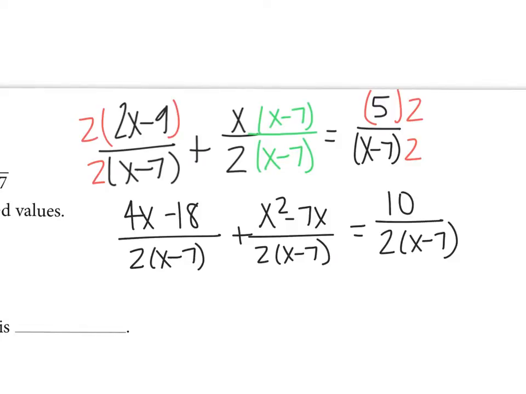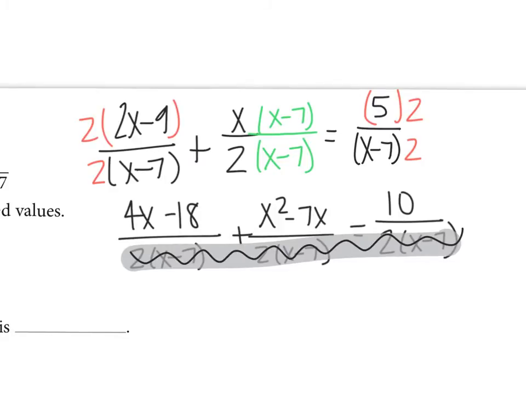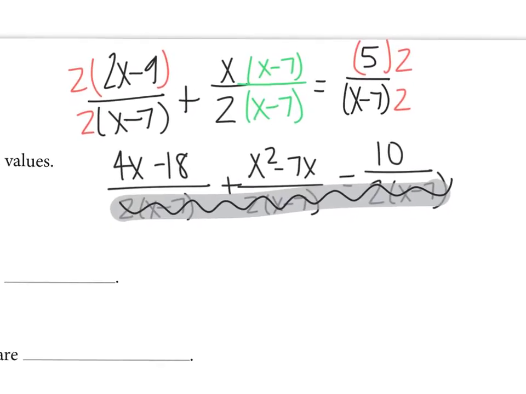Since all of my denominators are exactly the same, I can ignore all of them and just worry about the numerators. We'll come back to the excluded values in just a second. So my numerators say that 4x minus 18 plus x squared minus 7x is equal to 10.